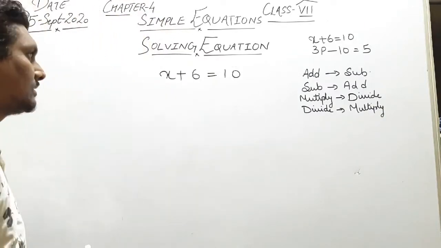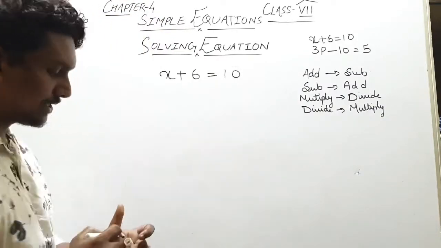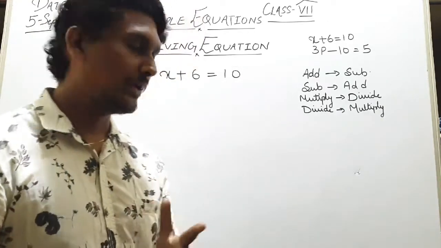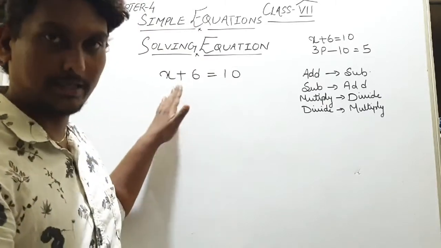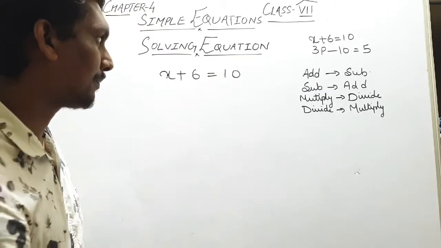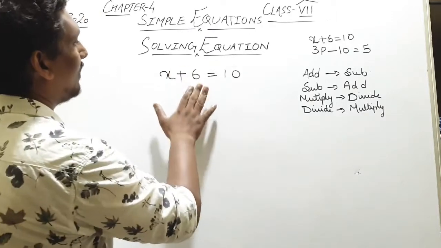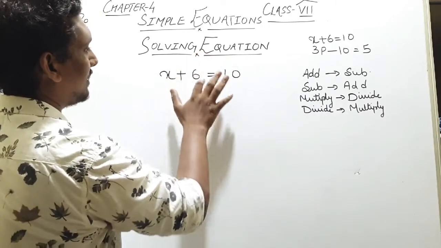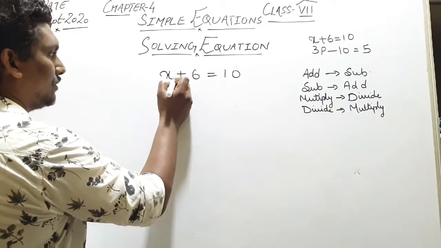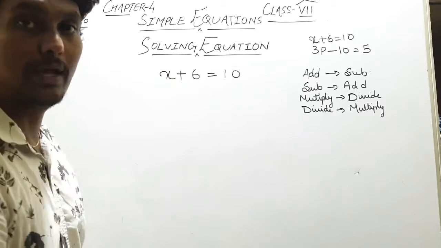Here I have taken the example x plus 6 is equal to 10, right? Here we have to find the value of x, and for finding the value of x, we have to take out this plus 6 that is given here, so that we can find the value of x.